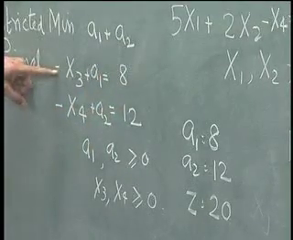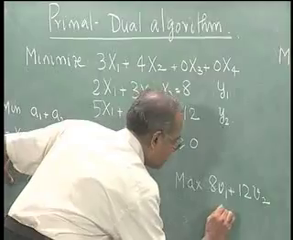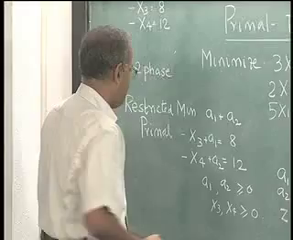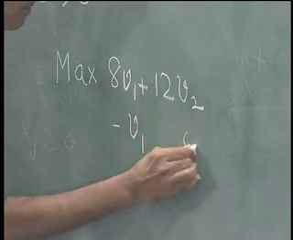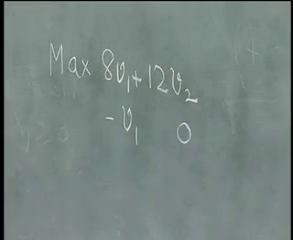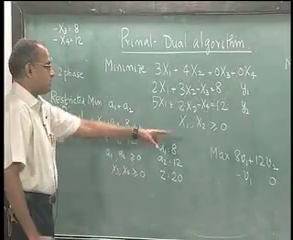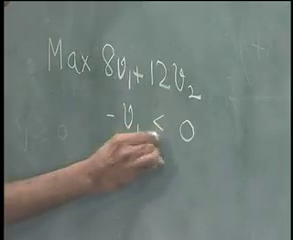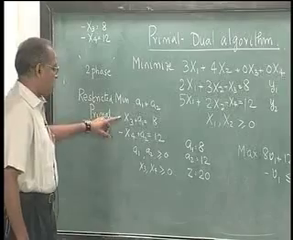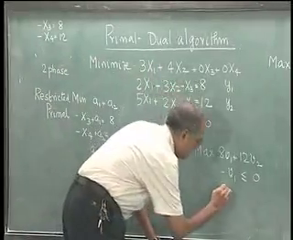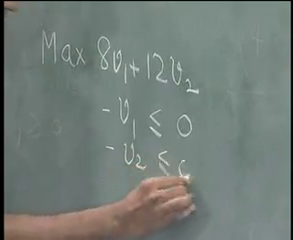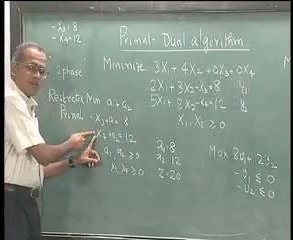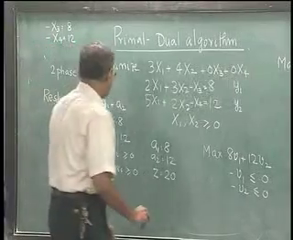Now, as far as this is concerned, minus V1, x3 appears only here. So, minus V1, the coefficient is 0. Now, all values are greater than or equal to 0. So, the maximization problem will have less than or equal to 0: minus V1 less than or equal to 0, minus V2 less than or equal to 0. From this, V1 appears only in the second constraint.